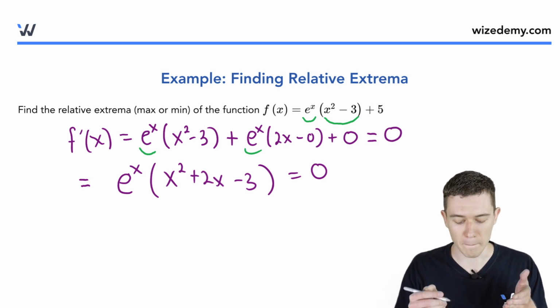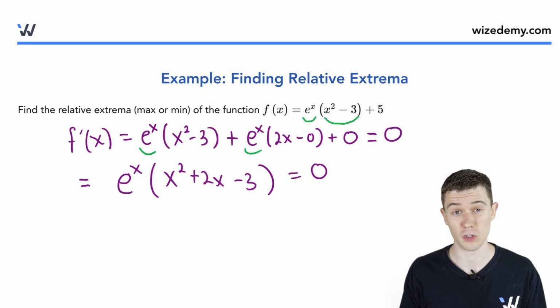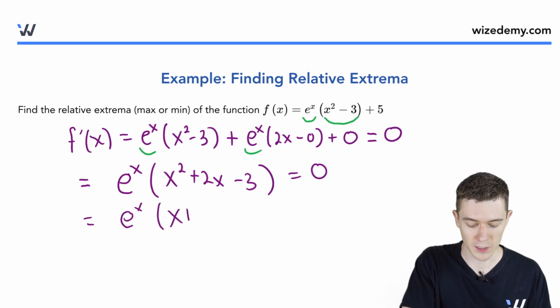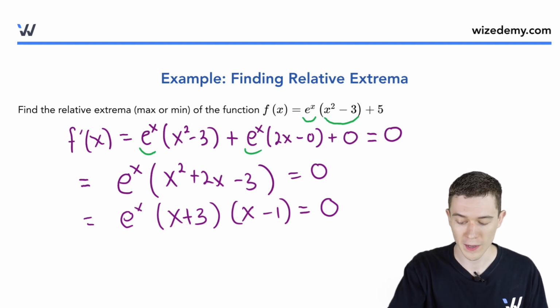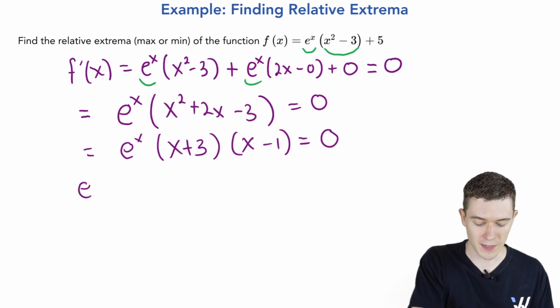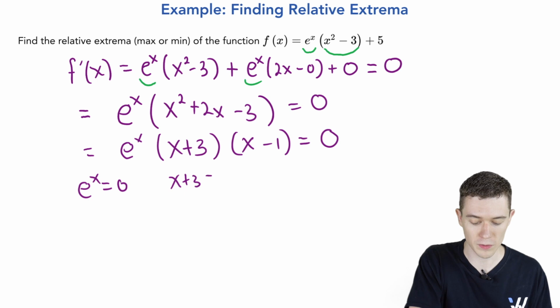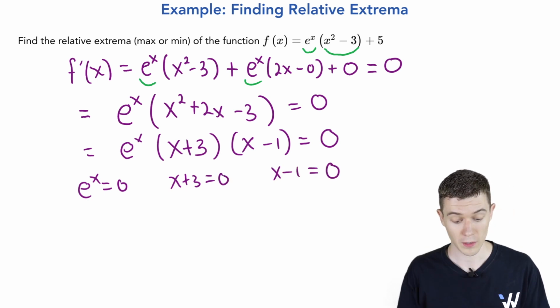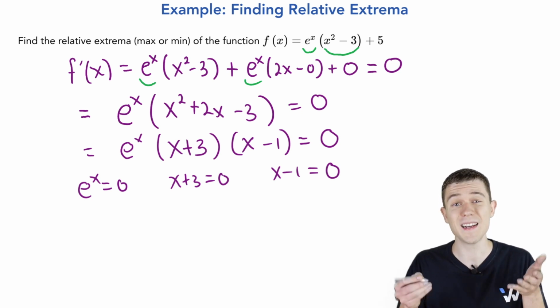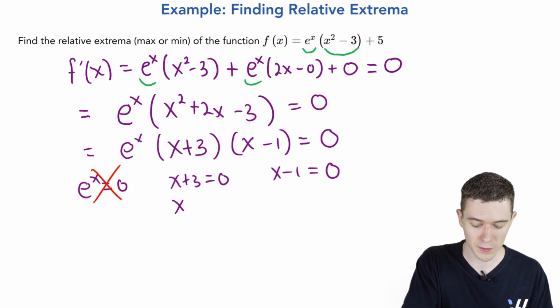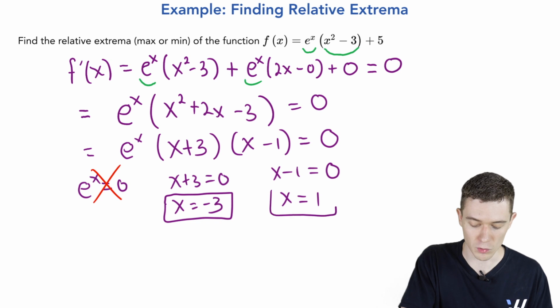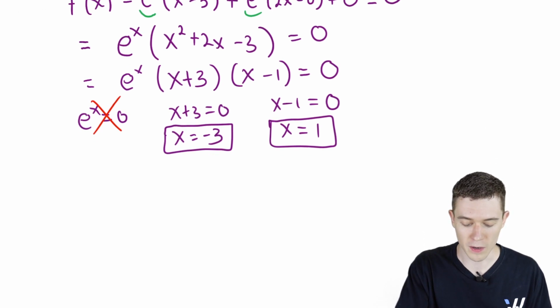Can you think of two numbers that multiply to get negative 3 and add to get positive 2? This now factors into x plus 3 times x minus 1. This is equal to 0, and so we have a product equaling 0. We'll just set each piece equal to 0. This will give us our critical values. So we have e to the x equals 0, x plus 3 equals 0, x minus 1 equals 0. This first equation, e to the x equals 0, e to the x is never 0. E to the x is always positive. We can just throw away that piece. X plus 3 equals 0 means x equals minus 3. We'll keep this. X minus 1 equals 0 means x equals 1. We'll keep this. These are going to be our critical points.